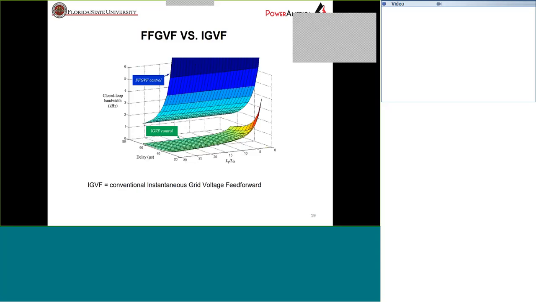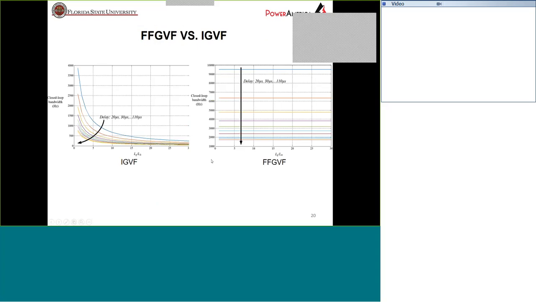So here is a comparison of what we call the fundamental frequency grid voltage feed forward versus the conventional instantaneous grid voltage feed forward. We can see that with different delays and with different LG over L leak ratio, we can have different closed loop bandwidth. But in general, this FFGVF has a much larger bandwidth than IGVF. If we zoom in on those curves, we can see that with IGVF, the closed loop bandwidth is very sensitive to the delay and to the weak grid effect.